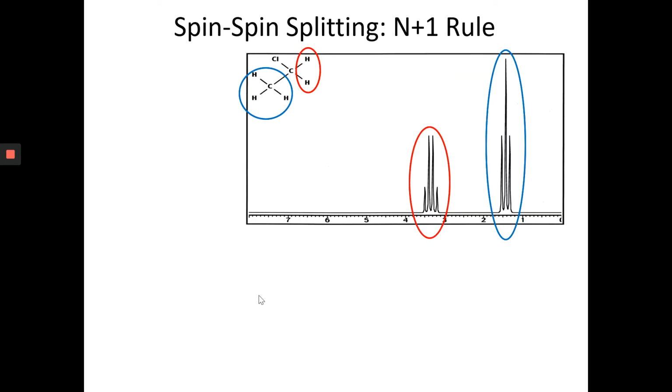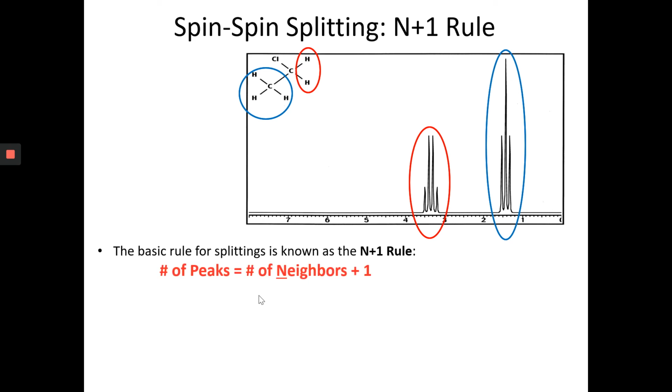Okay, back to chemistry. This gives rise to what we call the N+1 rule. This will simplify all of this so you don't have to do a bunch of N choose K anytime you have to deal with problems like this. The basic rule for spin-spin splitting is known as the N+1 rule: the number of peaks is equal to the number of neighbors plus 1. The capital N doesn't just stand for number, it stands for neighbors.